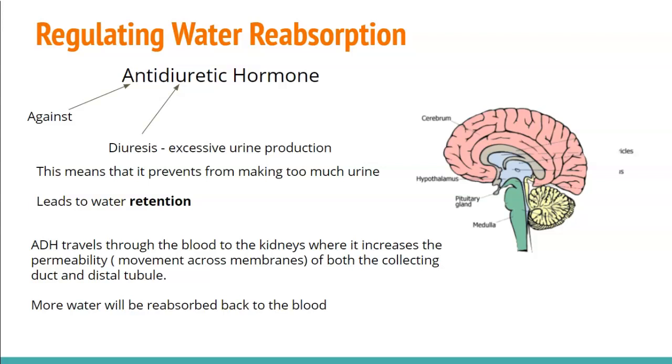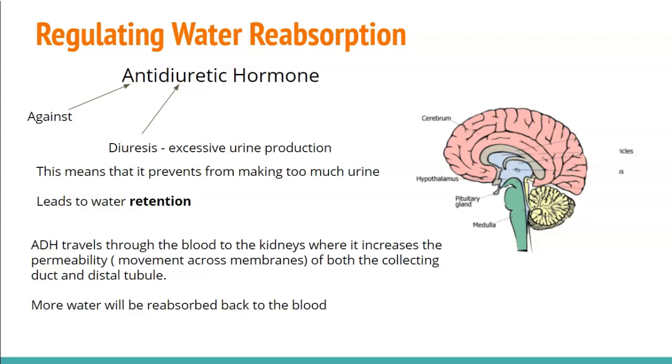So it stops us from getting rid of water out of our body when we need it for our blood. It prevents us from making too much urine, and it leads to what we call water retention, meaning we retain or keep water in our body. ADH is released from the pituitary gland. It travels through our blood to the kidneys, where it increases permeability. Permeability just means the ability for things to move across a membrane. It increases the permeability in the collecting duct and the distal tubule, right at the end of the nephron.